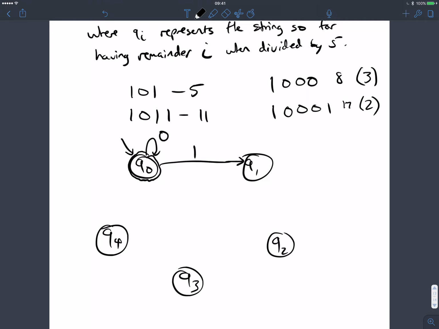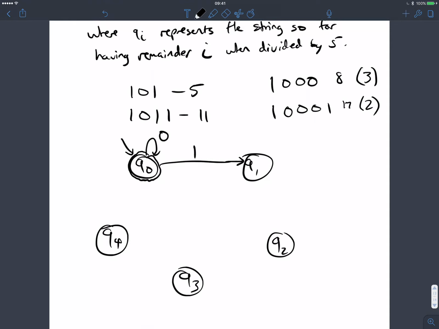Okay, so what are we trying to do here? What we're trying to do is keep track of the current remainder, because obviously, once I have this machine, I could have a string that's so long that I can't remember the entire number and then figure it out myself later. So I gotta keep track of something that's easy to keep track of. What I'm doing is called modular arithmetic. I'm keeping track of the current remainder whenever I divide by 5.